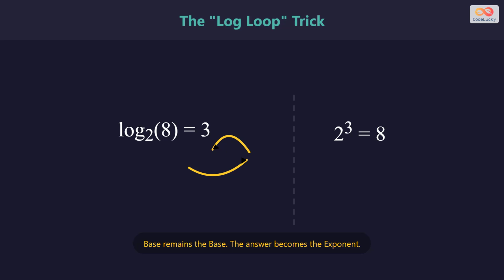A helpful way to remember this conversion is the loop trick. Start at the base, go across the equals sign to the answer, and loop back to the argument inside the log. For example, with log base 2 of 8 equals 3, we say 2 raised to the power of 3 equals 8.